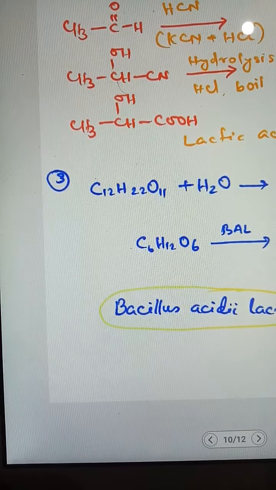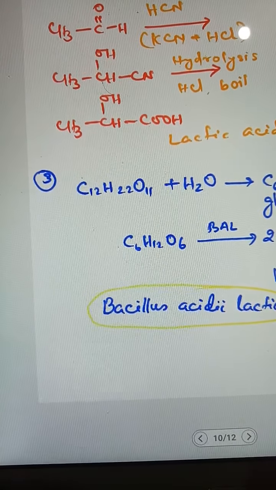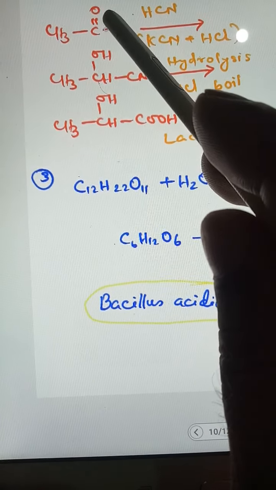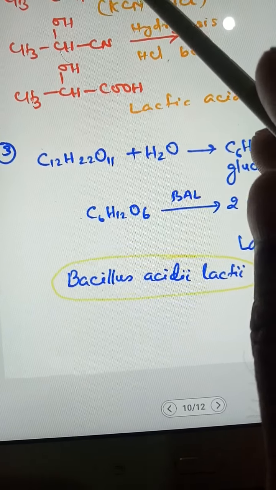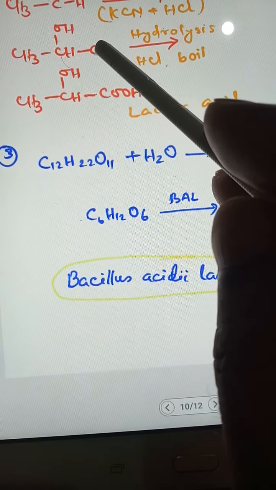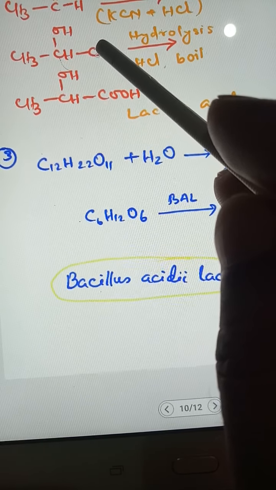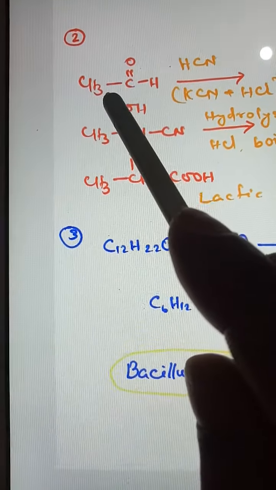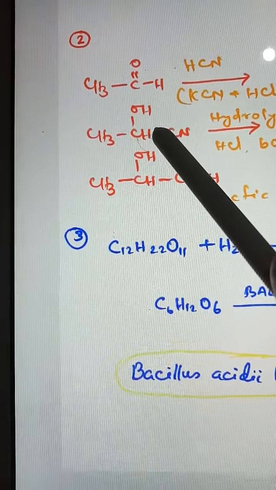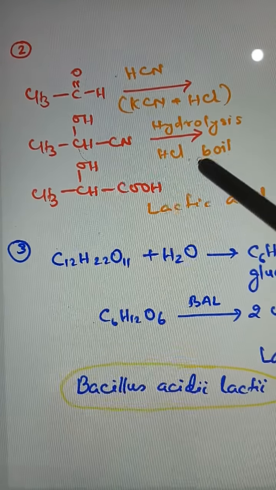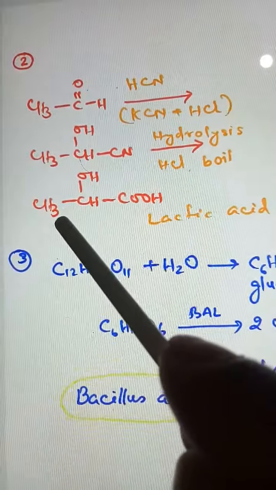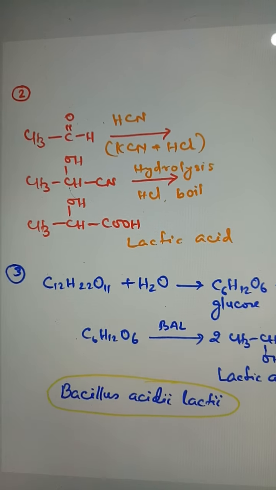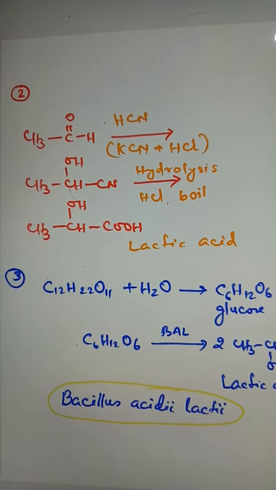Now I am going to discuss the second method, by the hydrolysis of acetaldehyde cyanohydrin, obtained by reacting acetaldehyde with HCN. You can see here, this is acetaldehyde, this is cyanohydrin, and on hydrolysis you will get lactic acid, CH3CHOHCOOH. This is lactic acid.